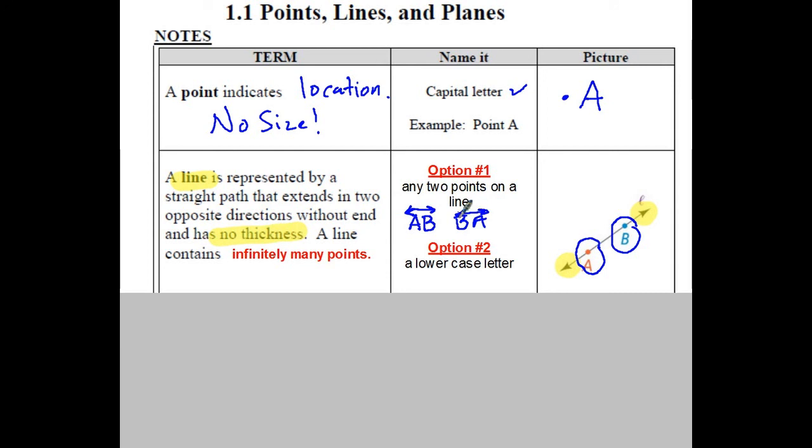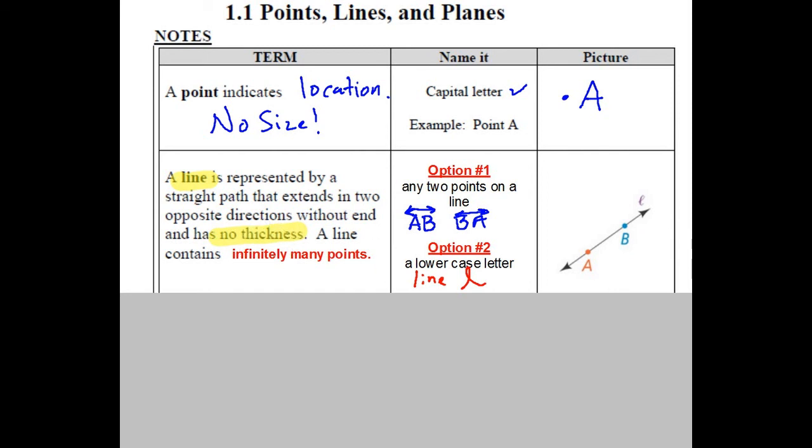Okay, moving on. Option 2, a lowercase letter. If you notice right over here, you've got a symbol, and it's going to use a cursive. You see what the cursive looks like, so I'm not going to get into more detail of that. So a cursive you can use, and it's going to be a lowercase letter. So in here you would say that this could be thought of as line L. So line L is another option you can use. And on this example, you could have used AB or BA or line L to indicate the line. Alright, good.